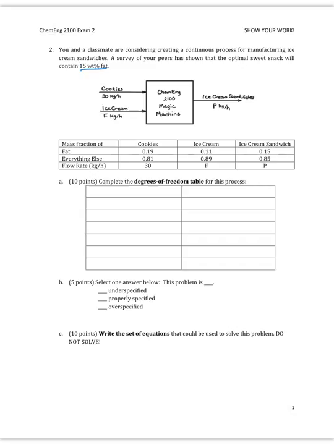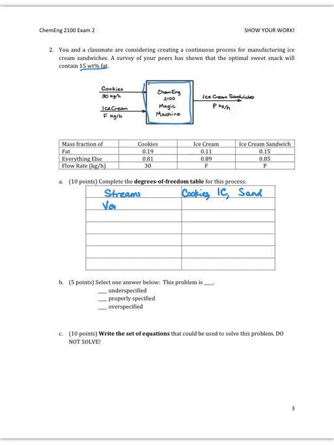So first thing that you do is you identify what streams are coming in and out of the identified process. So our process is this magic machine that I called it here. And so we have cookies, we have ice cream, and then we have the ice cream sandwiches. Okay, so 3 streams that we're talking about.